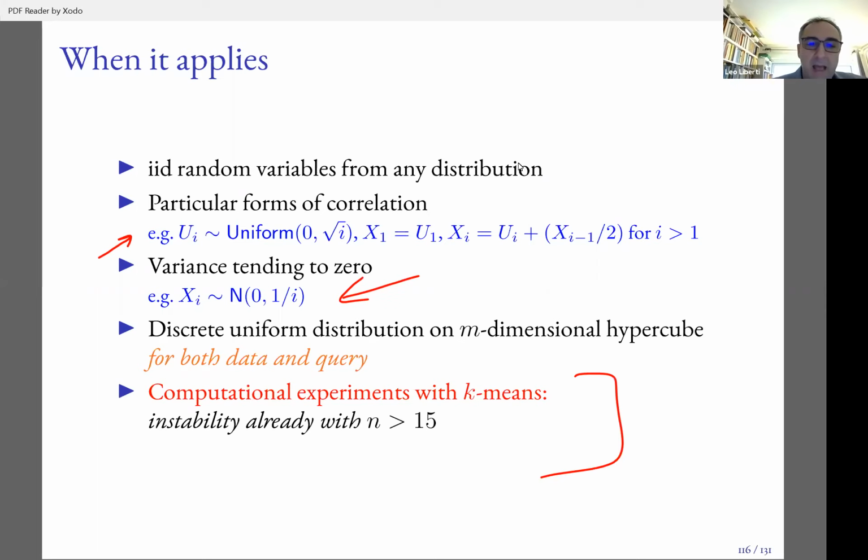Especially this is bad. The computational experiments with k-means made by the authors showed that instability already kicks in with n greater than 15 dimensions. We don't need to go into the millions of dimensions. 15 dimensions is already bad. What are we going to do?